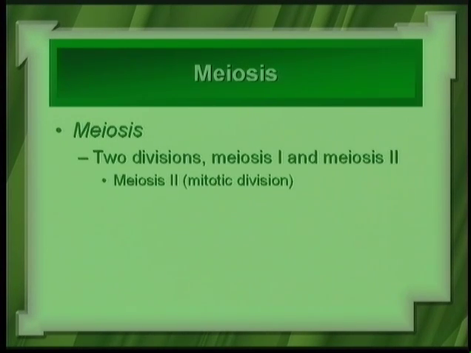Now, this next division is called, of course, meiosis 2. Sometimes people call it mitotic division. Why would they call it mitotic division? It's because it's very, very similar to mitosis, except that, guess what? The cells are haploid, okay?